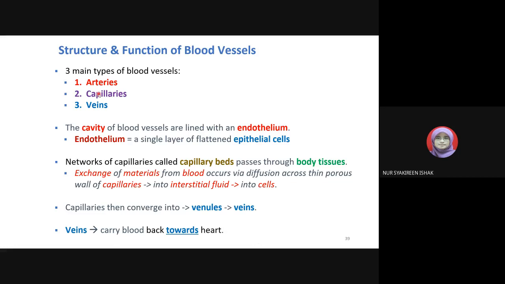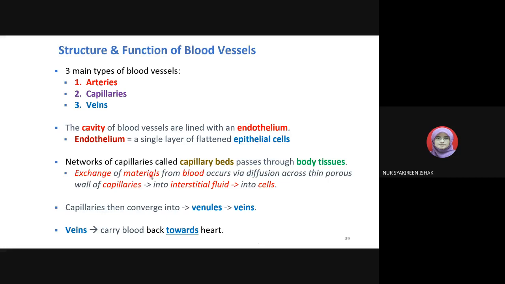So networks of capillaries called capillary beds pass through body tissues. So maksudnya dalam setiap organ dalam badan awak ni, mesti akan ada capillary beds. This is to provide oxygen and nutrients from the blood. Exchange of materials from the blood occurs via diffusion across the porous wall of capillaries into interstitial fluid and into body cells. This is the feature of blood capillaries: they are porous, so that exchange of materials, nutrients, and respiratory gas can occur from blood into interstitial fluid into cells. Itu kalau dia nak provide nutrients, provide oxygen. Vice versa, from cell into interstitial fluid into blood in the blood capillaries is waste and also carbon dioxide.